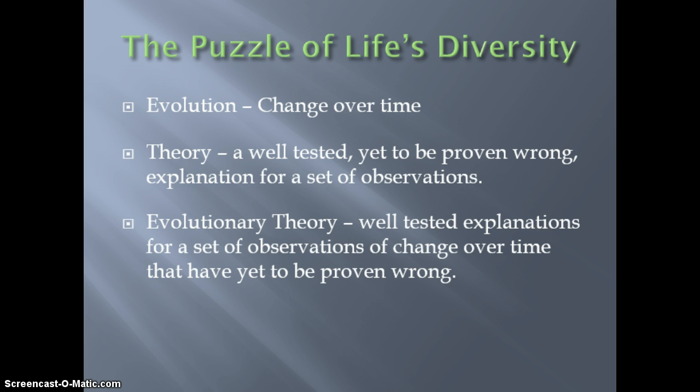We call it the theory of evolution, and a theory is really a well-tested, yet-to-be-proven-wrong explanation for a set of observations. Again, this has been well-tested. Many people have done experiments on it, and their data has supported this idea, so a theory is more than a hypothesis. It's been proven over and over again. The evolutionary theory is the well-tested explanation for the set of observations of change over time of our different species or organisms that has yet to be proven wrong.